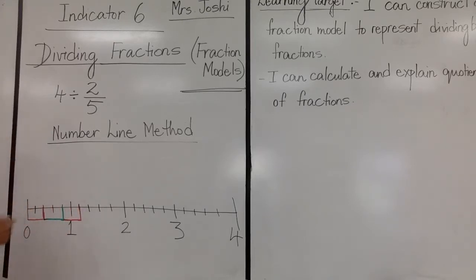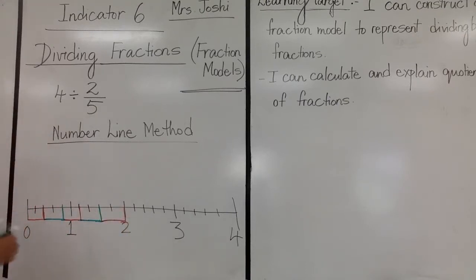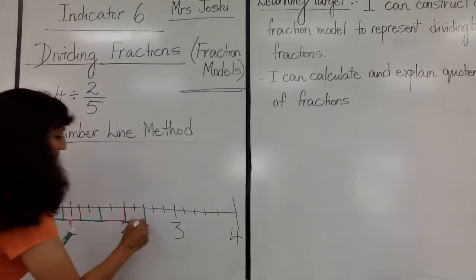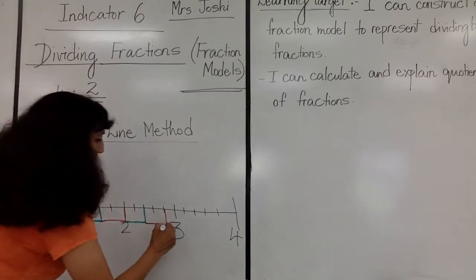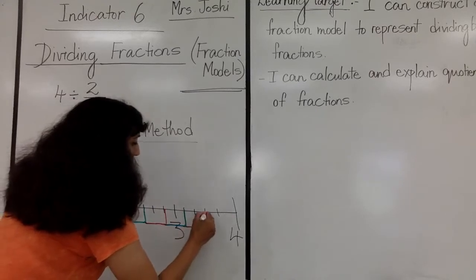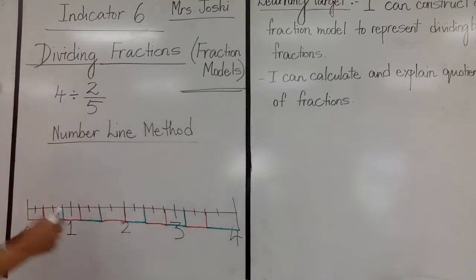I'm just showing you in different colors so you can see the 2 parts, because it says 2/5, 2 out of 5. So 1, 2, that's 2/5, and 1, 2, that's another 2/5. Then 1, 2, here we go. 1, 2, that's 2/5. 1, 2 here. 1, 2 here. And 1, 2 over here.